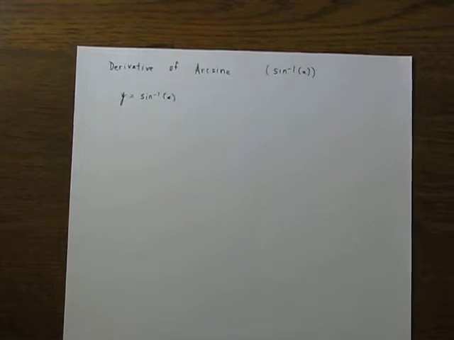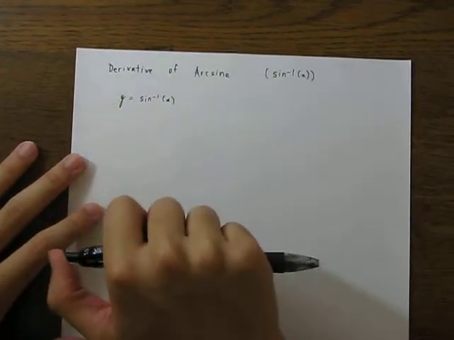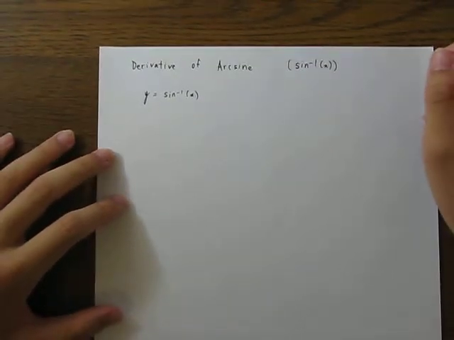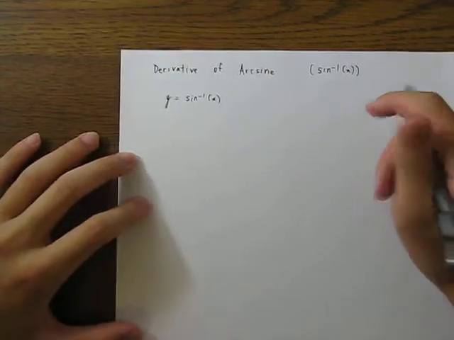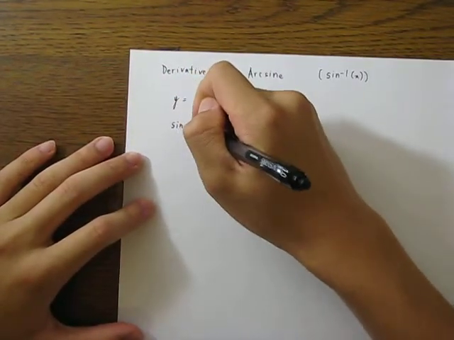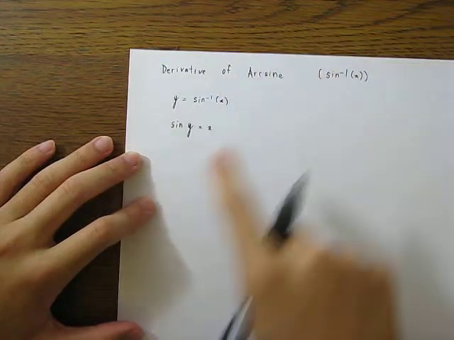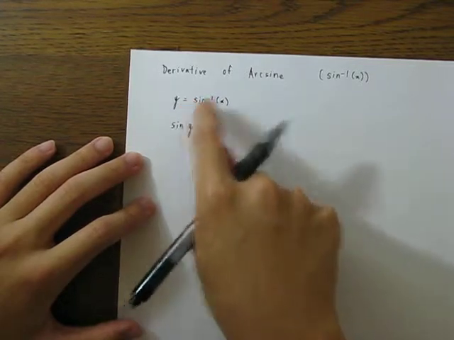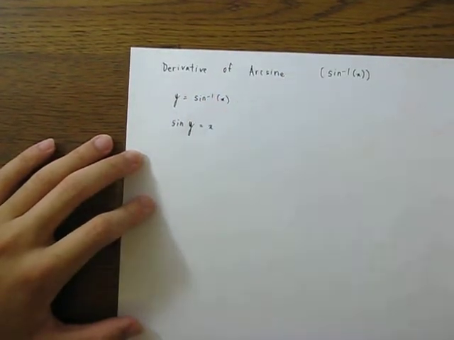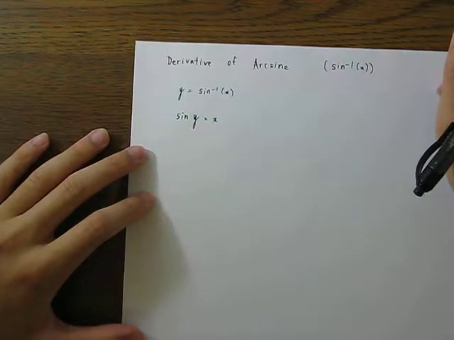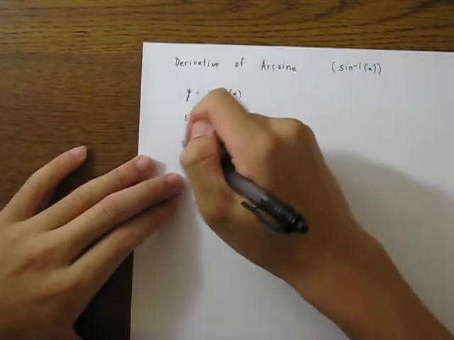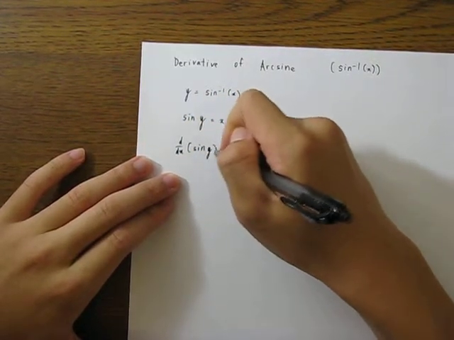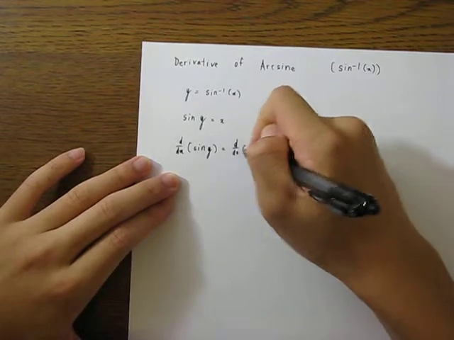Alright, so we find the derivative of arcsine. y equals arcsine of x, as follows. We're going to start by first using inverse function relationships, and we're going to make sure that sine y equals x. That's one of the inverse function relationships where you can just move this. Sine y equals x, sine y equals arcsine of x. Now we're going to take the derivative of both sides. Right now we're going to differentiate. So we have d/dx of sine y equals d/dx of x.